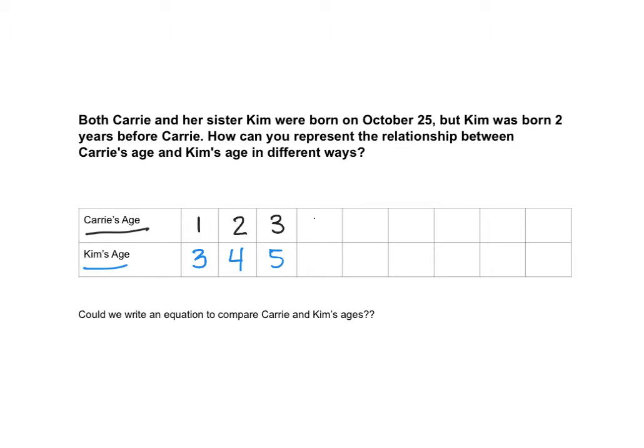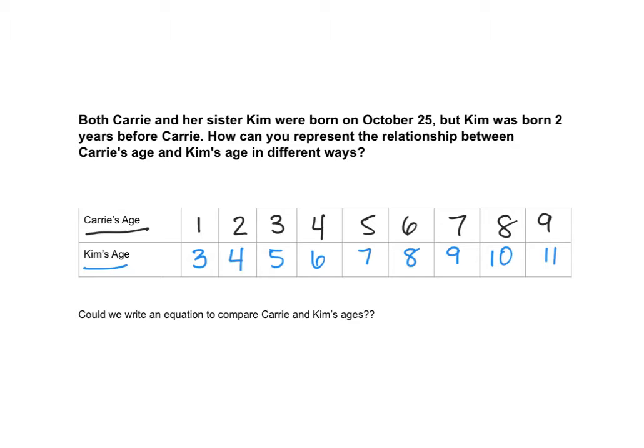If Carrie is 4, Kim should be 6. When Carrie is 5, Kim should be 7. When Carrie is 6, Kim should be 8. And let's keep going. You guys notice the pattern, so do I. Could we write an equation to compare Carrie and Kim's ages?